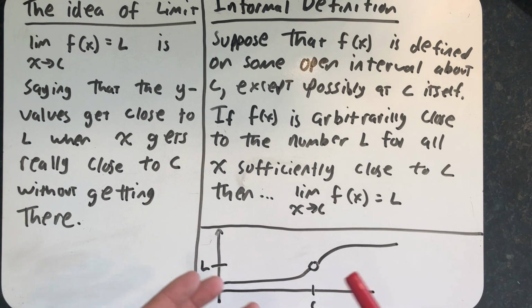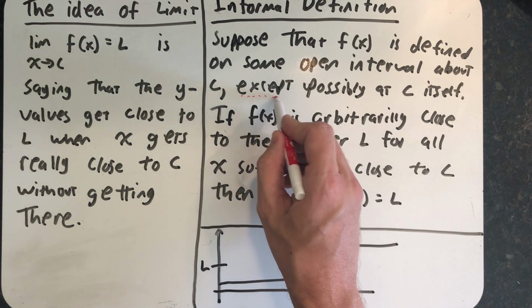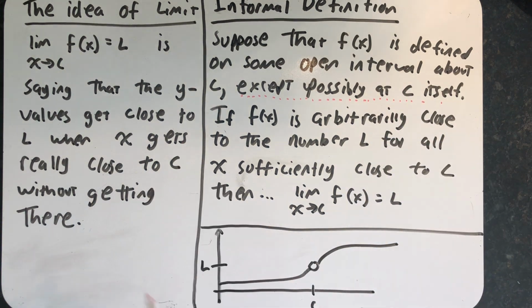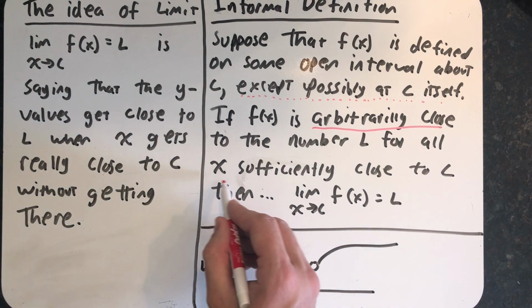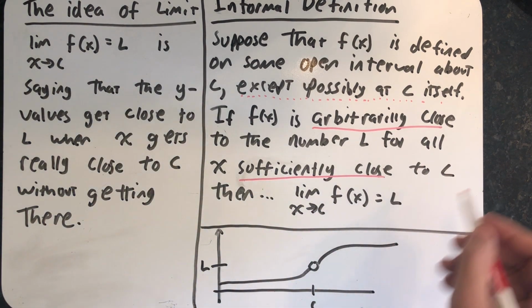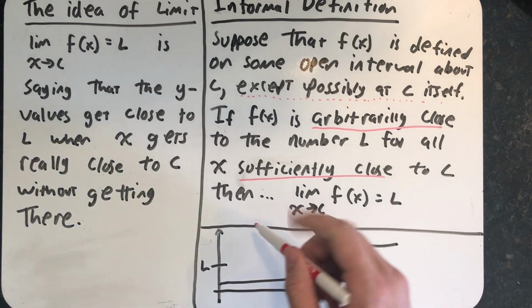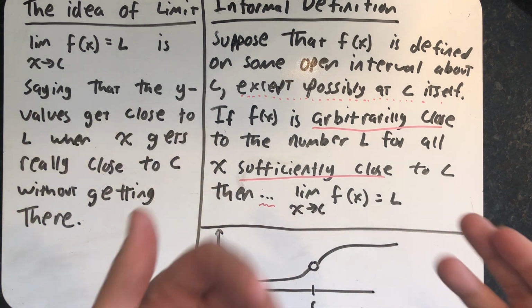The informal definition: suppose that f of x is defined on some open interval about c, except possibly at c itself. This is the bit that's telling me I don't know what happens at c. I don't know whether c is in the domain or not. If f of x is arbitrarily close to the number L for all x sufficiently close to c, then we say the limit of f of x as x approaches c is L, and then we write that down this way. The dots are there because I didn't write down the we say part. We say the limit of f of x as x approaches c is L, and then that's how we write it down in notation.